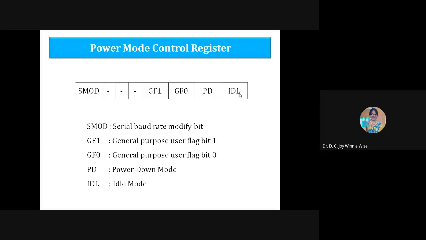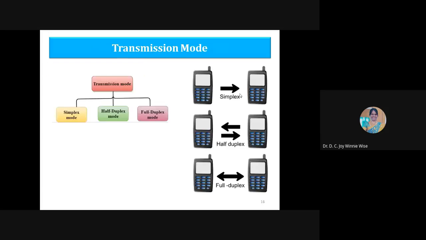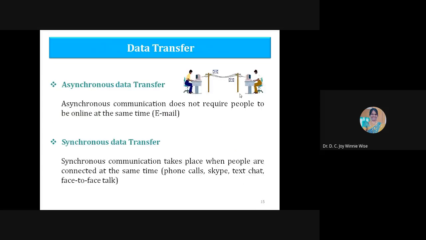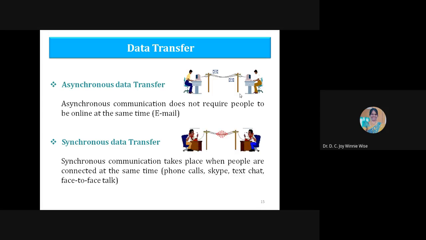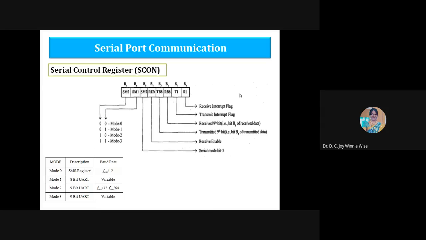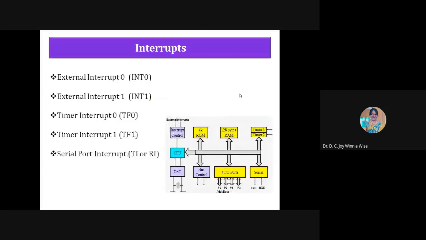Okay. So that's all about this power control register. Let's stop. Okay. I think this is enough. So today we have seen about interrupts, and also the serial port communication. In interrupts, we have 5 sources of interrupts: INT0, INT1, TF0, and TF1. And for serial port, we can have transmit interrupt or receive interrupt.